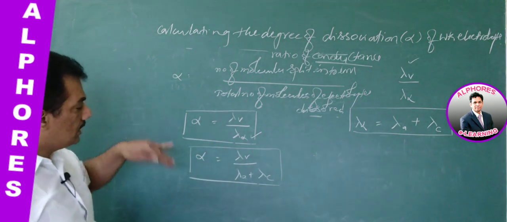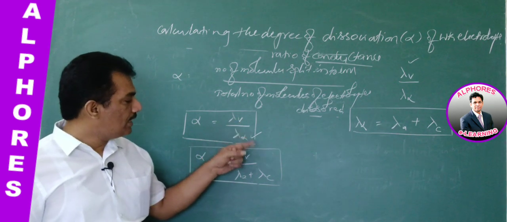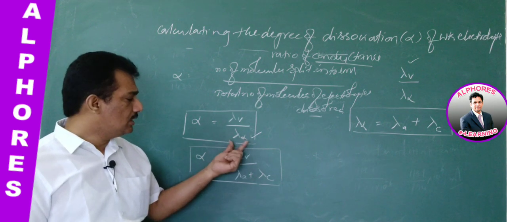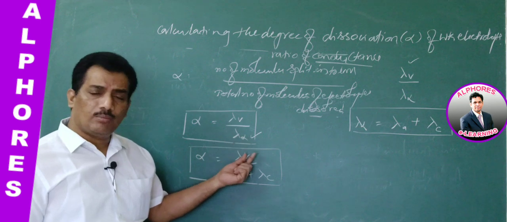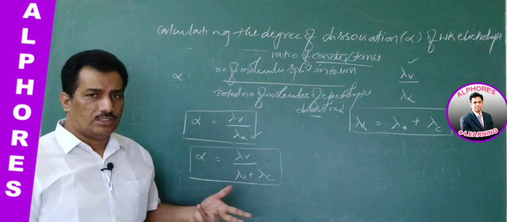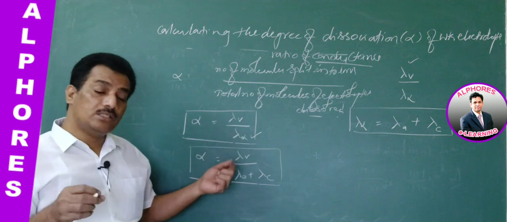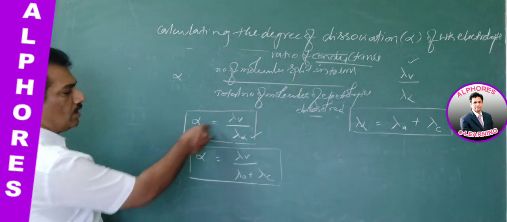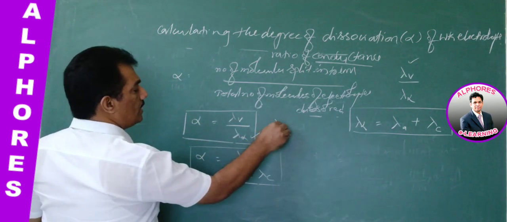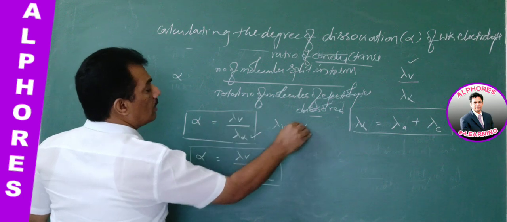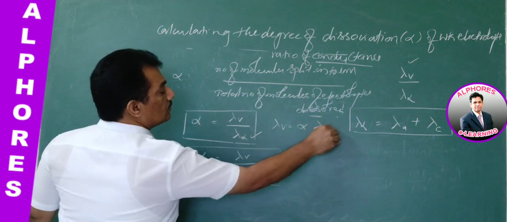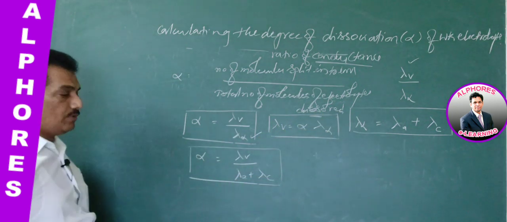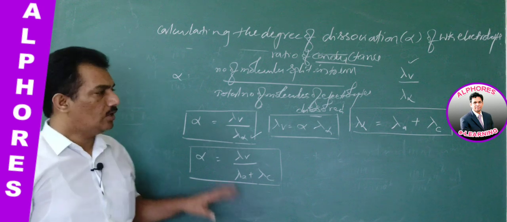And just remember, in coming days sometimes they may ask, by providing the lambda infinite, that is the conductance of the electrolyte from the ionic conductances, they may ask the conductance of that electrolyte at a particular dilution. So from this formula we can use that lambda V is nothing but alpha, the degree of dissociation, into the conductance at infinite dilution. We are going to use this formula sometimes, that's why you remember that one also. Are you clear with this one?